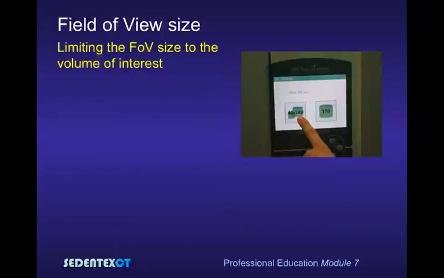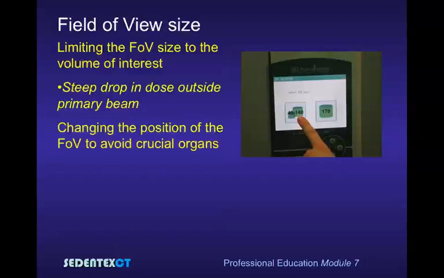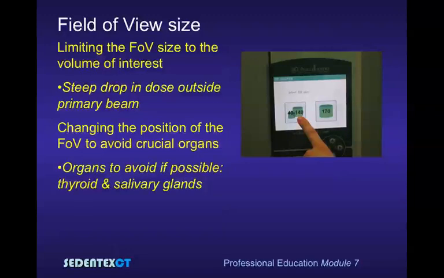One very important way in which we can optimize the exposure to the patients is by limiting the field of view size to the volume of interest. There's a steep drop in the dose outside the primary beam. Limiting field of view may also offer the opportunity to avoid crucial organs. And of course, the organs to avoid, if possible, would be the thyroid and salivary glands.